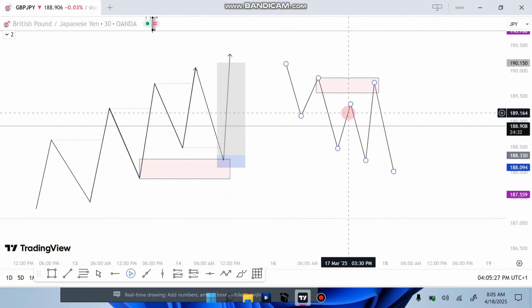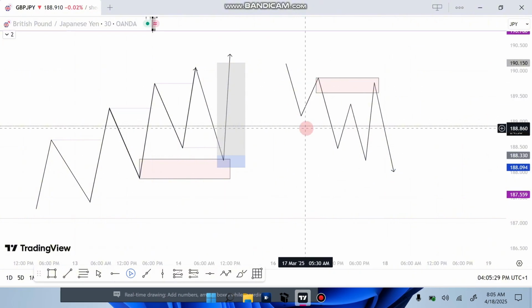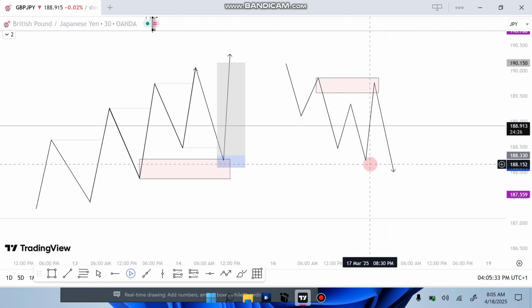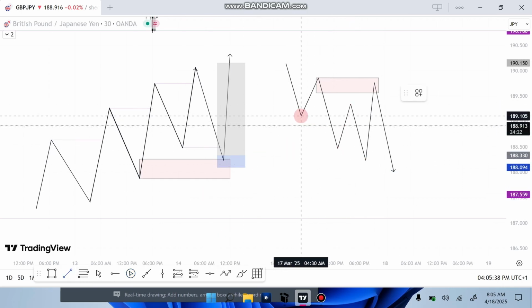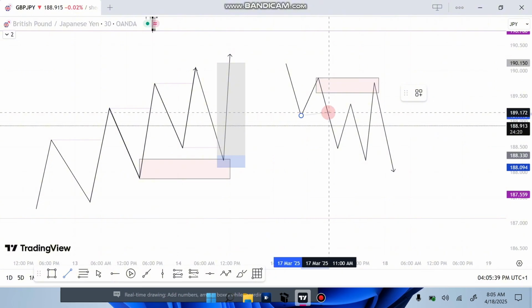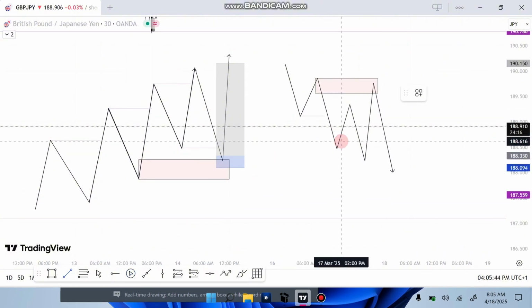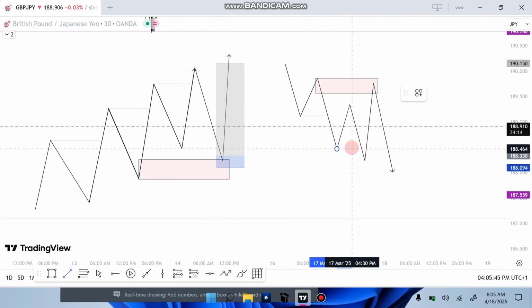So the second one is this one. For you to look for a sell, you need for price to be giving lower low, lower high, lower low, lower high, lower low. Then you want price to break structure what? Twice. This is the first BOS, first break of market structure. Then the second BOS is here. The second BOS is this one.